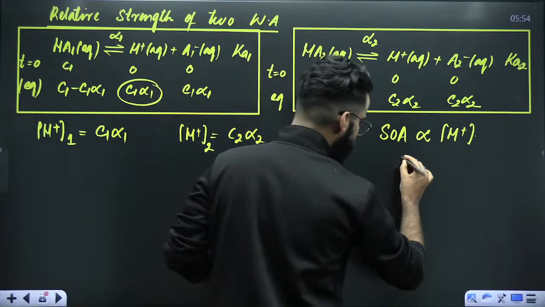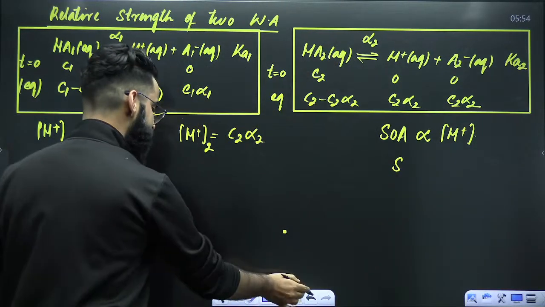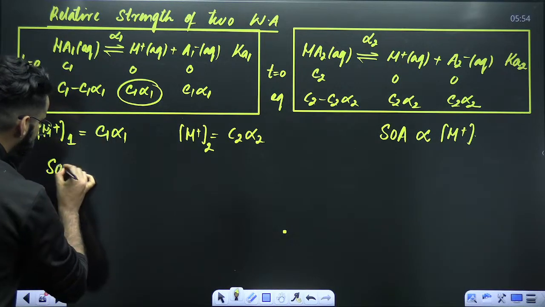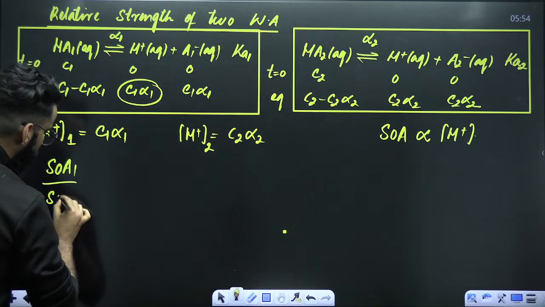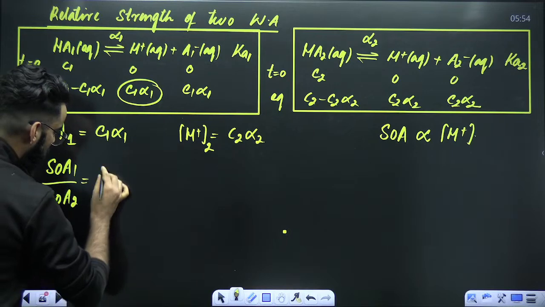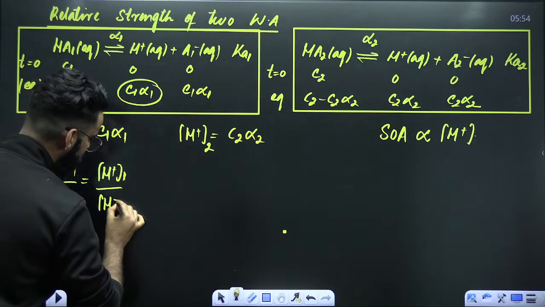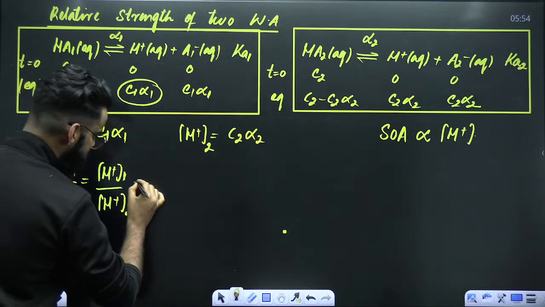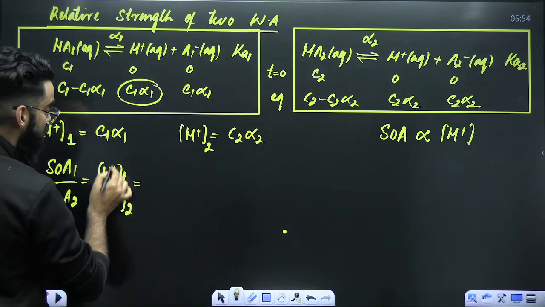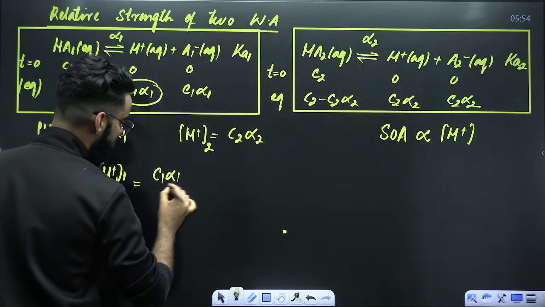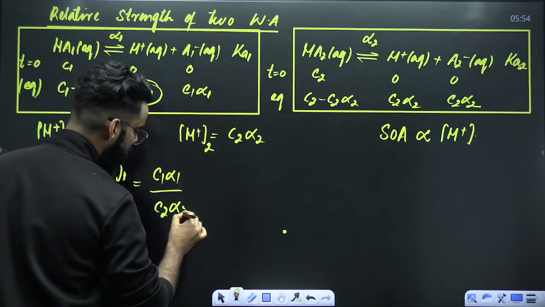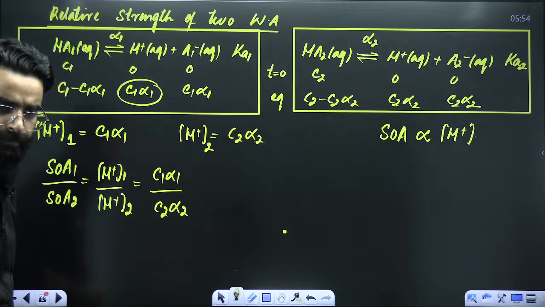So can I say something like this? Can I say strength of acid 1 divided by strength of acid 2 will be equal to concentration of H positive coming from acid 1 divided by concentration of H positive coming from acid 2. So what is the concentration of H positive coming from acid 1? C1 alpha 1, and this is C2 alpha 2. You already know it, right?